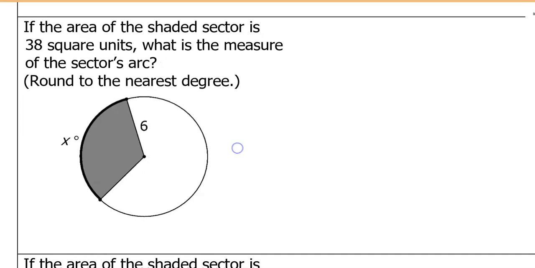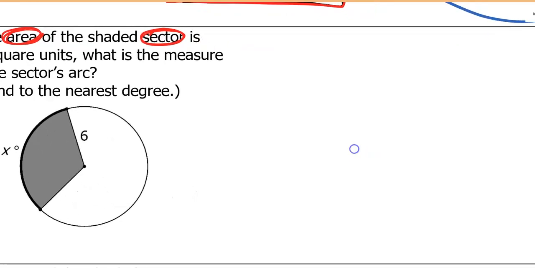Okay. Now we're working backwards a little bit. If the area of the shaded sector is 38 square units, what is the measure of the sector's arc? And let's round to the nearest degree, so the nearest whole number. Really, before I do anything else, I see area of a sector. So that's going to make me think of either of my sector area formulas. I'm going to do the second version, but it doesn't matter.